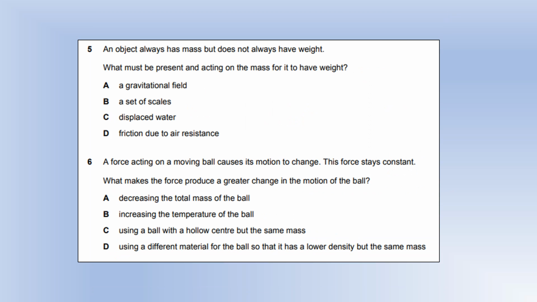Okay, so an object always has mass but does not always have weight. What must be present and acting on the mass for it to have weight? We need a gravitational field to have a weight force.